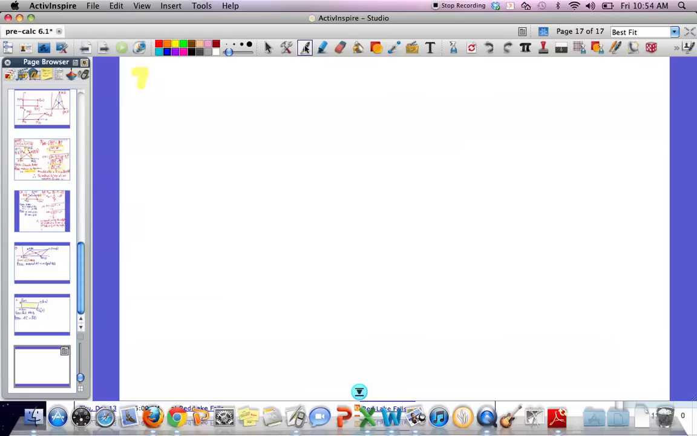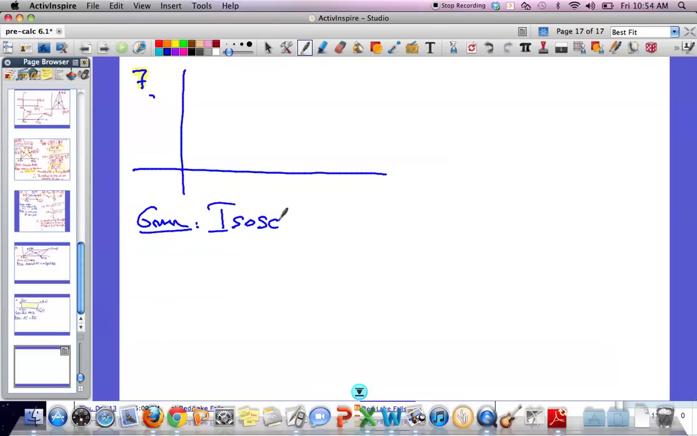What's the next one? 7. Prove that the lengths of the diagonals of an isosceles trapezoid are equal. So we are given isosceles trapezoid ABCD. So what does my picture look like if it's an isosceles trapezoid? Well, I'm going to do this.